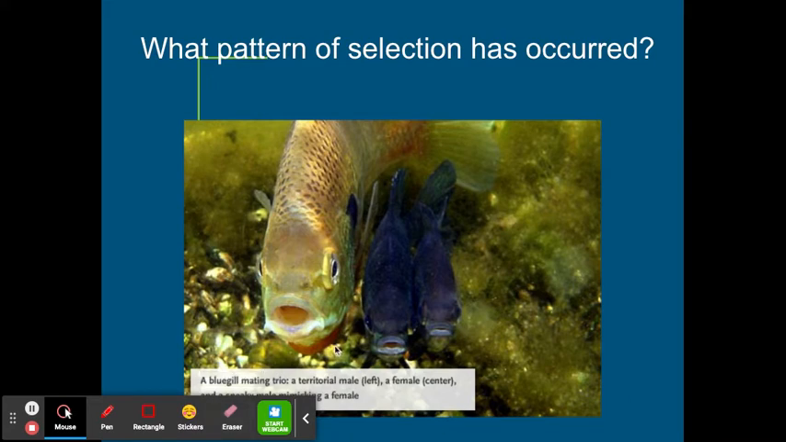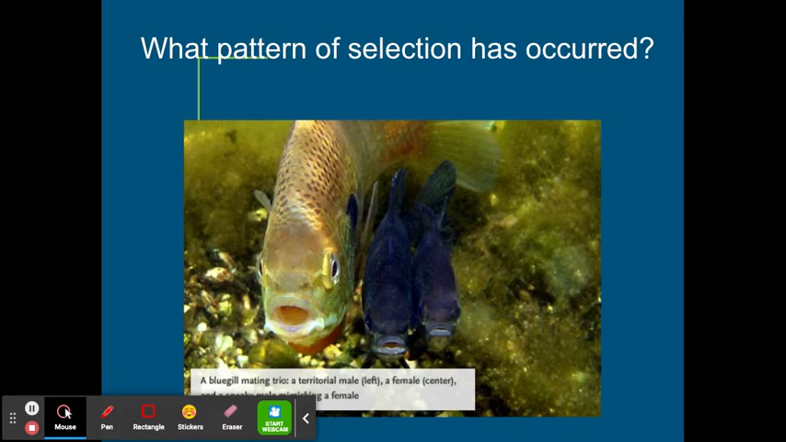So the left is going to be a male. The right fish is also going to be a male. This is called a mimic. And then in the middle is a female. So we have one extreme phenotype where the male is big and a different color. We have another extreme phenotype where the male is small and mimics the female. So what type of natural selection would this be?